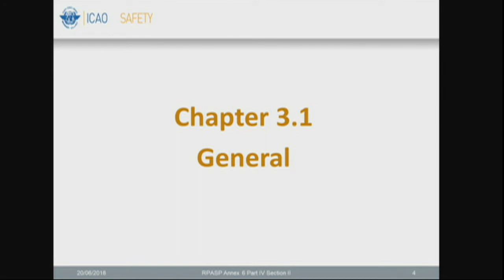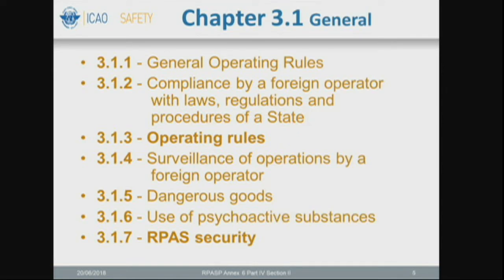So on to chapter 3.1 then, which is the general section to start with. Same rules as before. The bits that are darkened out or bold are the ones that I'm going to concentrate on, but of course the other sections talk about general operating rules, compliance by a foreign operator. Those are remarkably similar to or identical to what you have for a manned aircraft. We saw no need to change those, so we didn't do so. We'll touch on operation rules, and again, the surveillance of operations by a foreign operator, the carriage of dangerous goods, and the use of psychoactive substances, again, is essentially identical text to what you have for the manned aviation.